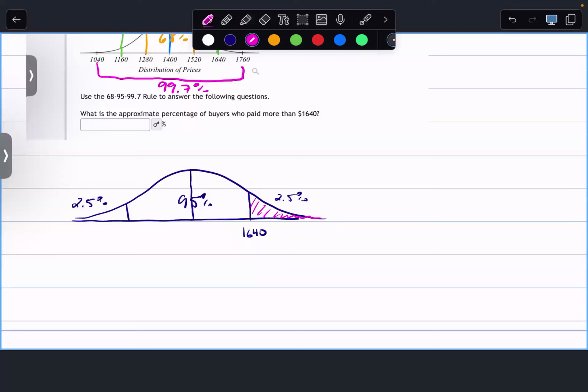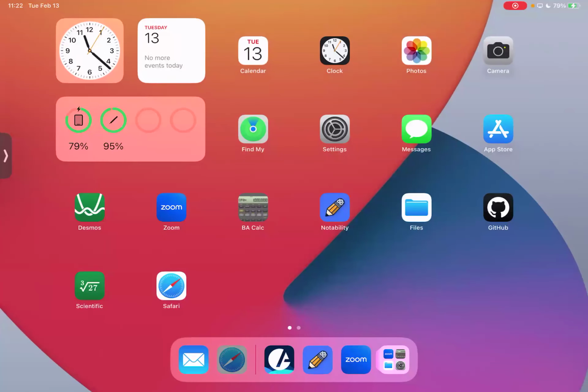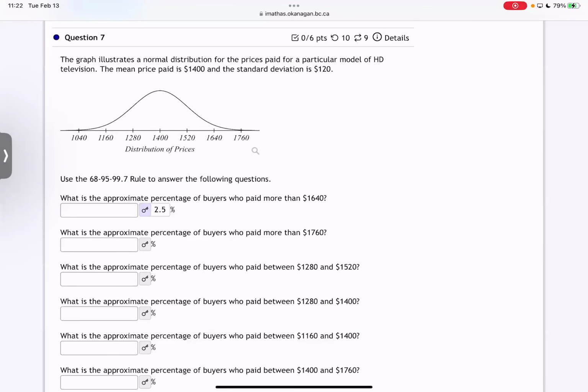And so the percentage should be 2.5. And like I said, if you're using the table, you would get a more precise value, but it should be very, very close. Is that right? Now let me go and cheat. Phew. I did it. 2.5. Okay.